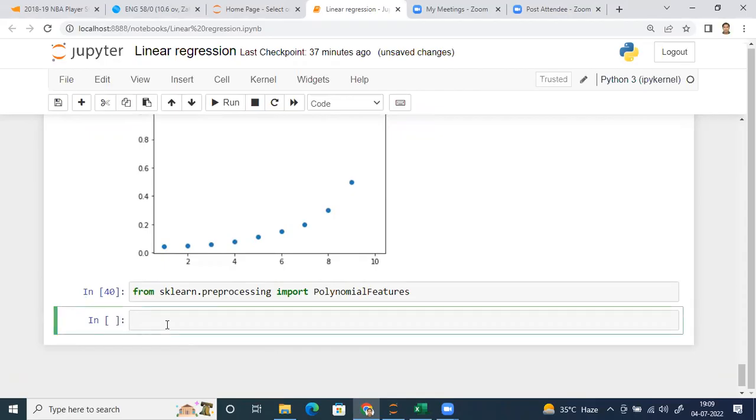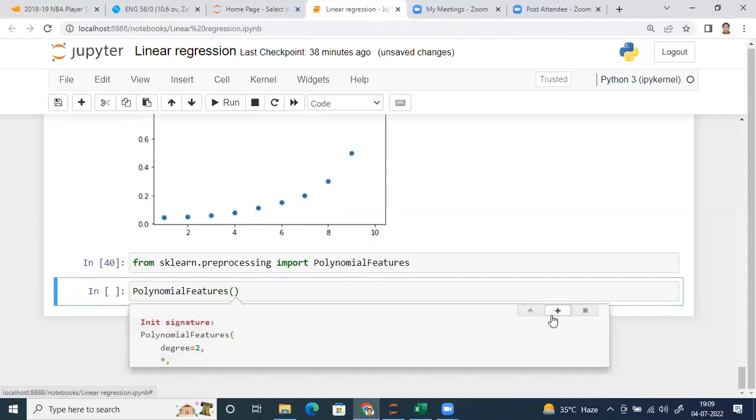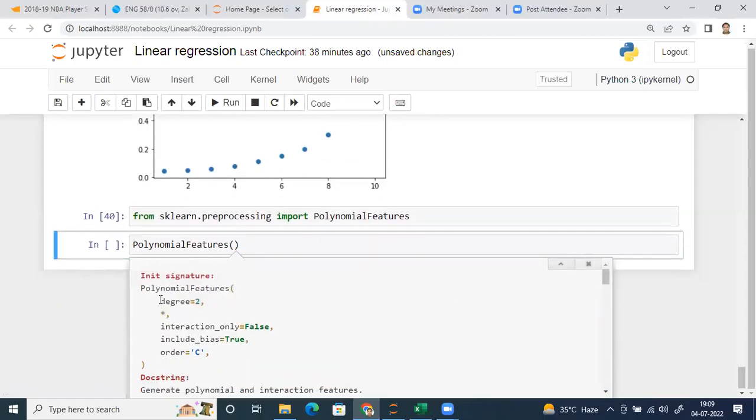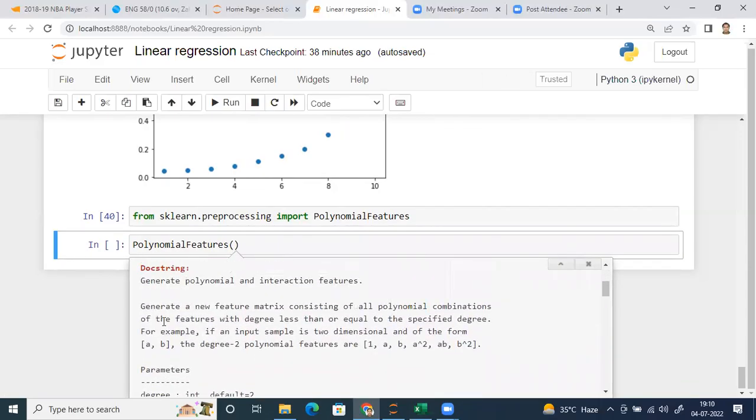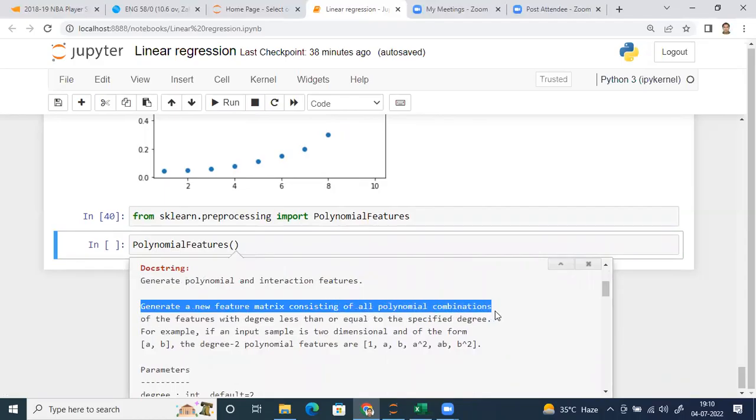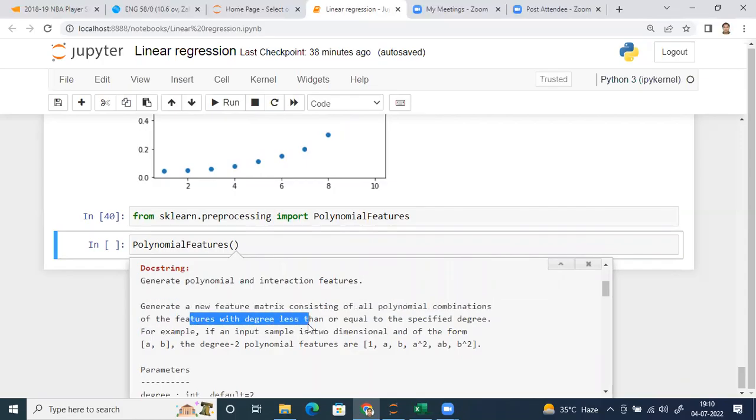Now this is also a class, so let me get an object of the same PolynomialFeatures, and within that we have a parameter known as degree. Can you see, everyone? Degree. And the default degree is 2. Read this definition, that's important. Generate a new feature matrix consisting of all polynomial combinations of the features with degree less than or equal to the specified degree.